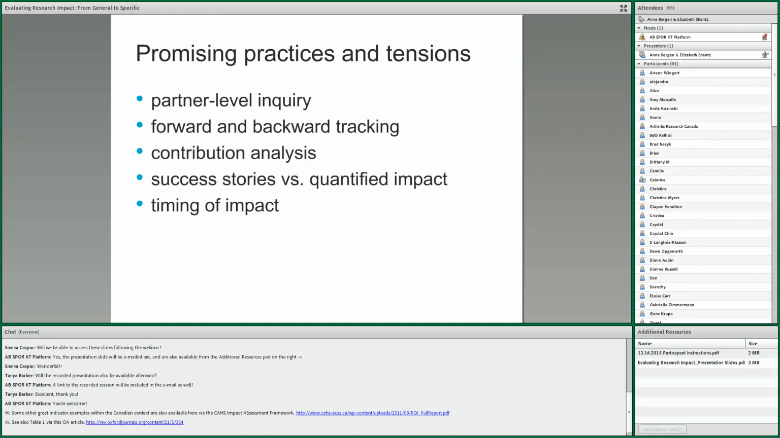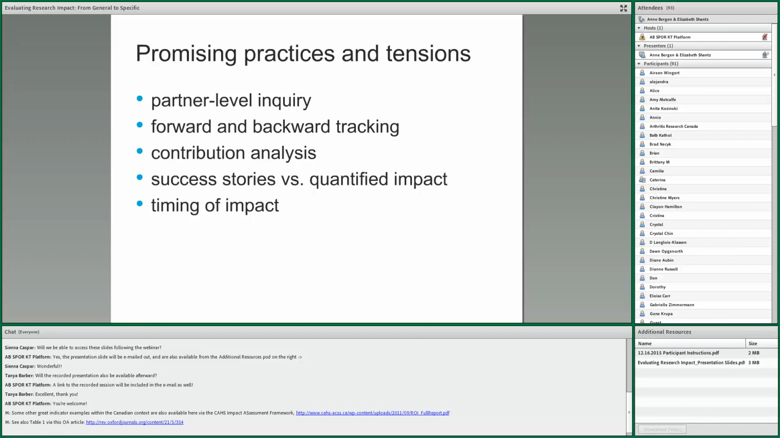So more generally, I'm going to review a few promising practices and also tensions for research impact evaluation. The first one is that research impact evaluation ideally takes place by talking to partners and end users and stakeholders. You want to start by talking to the researcher and asking them who they think might be using their research and how, but then you need to work out from there. That's just a starting place. The researcher should not be the sole person reporting on the impact of the research because they don't know. They're not the ones using it.